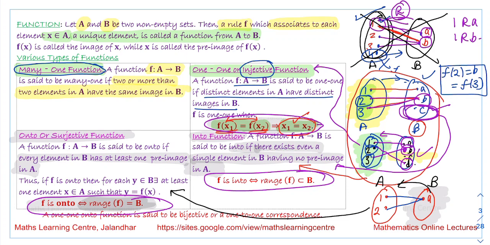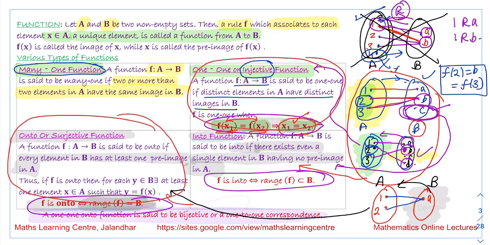The next thing we have is that a 1-1 onto function is said to be a bijective function, or it is said to be a 1-1 correspondence. So a function which is both 1-1 and onto is called a bijective function.